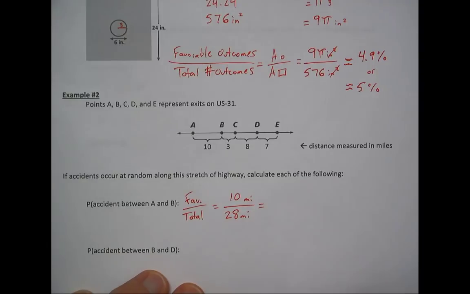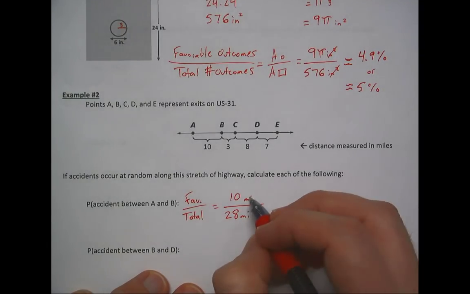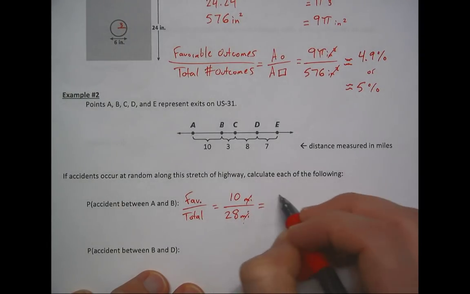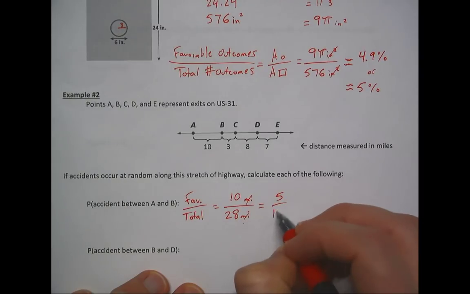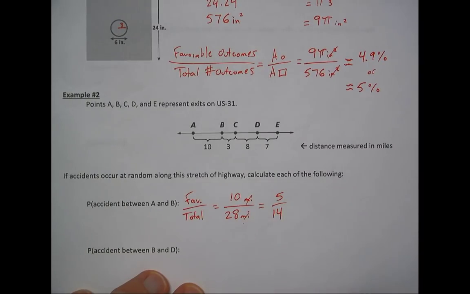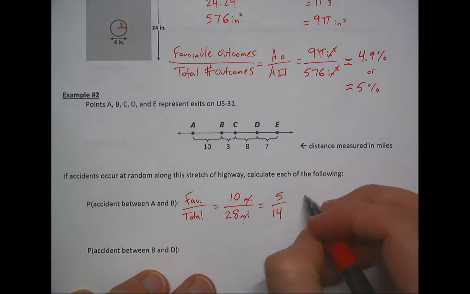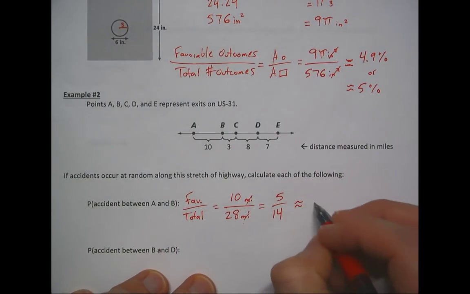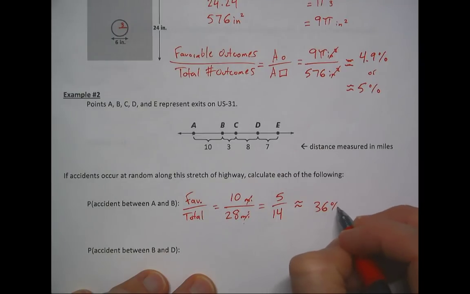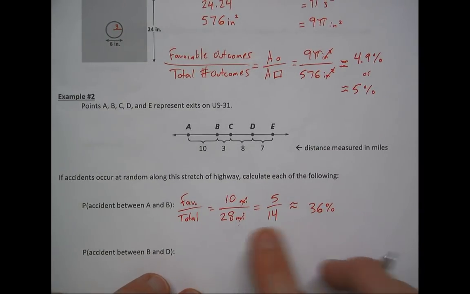Now, you could divide that and get a percentage. You could also just simplify it. The miles are going to cancel. Divide by 2. You could call this 5 out of 14. If we wanted to get a percentage, 5 divided by 14 looks like this. So about 36% chance.